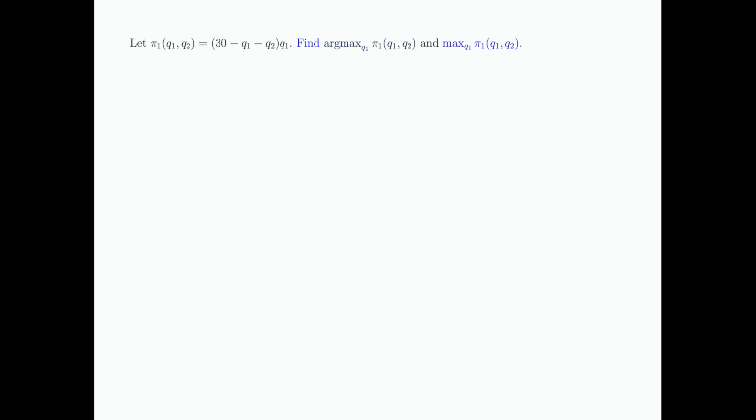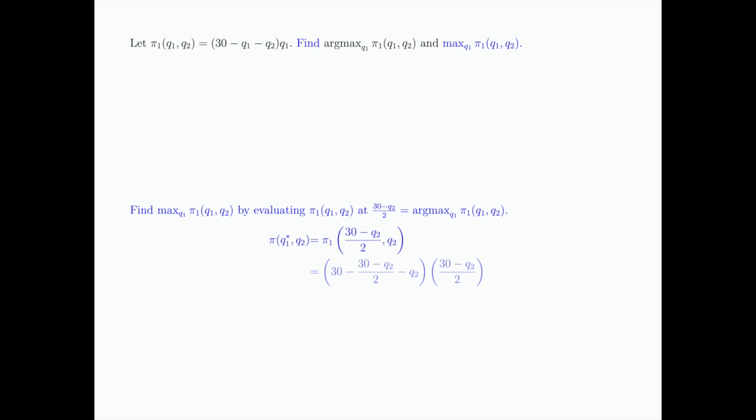Now that we've found the argmax of pi1 with respect to Q1, we can find the maximum of pi1 with respect to Q1 by evaluating pi1 at Q1 star. A few algebraic steps later, we conclude that the maximum of pi1 with respect to Q1 is 30 minus Q2 all over 2, all squared. Again, it shouldn't surprise us that Q2 appears in our answer. Its appearance tells us that firm 1's profit depends on firm 2's choice of quantity.